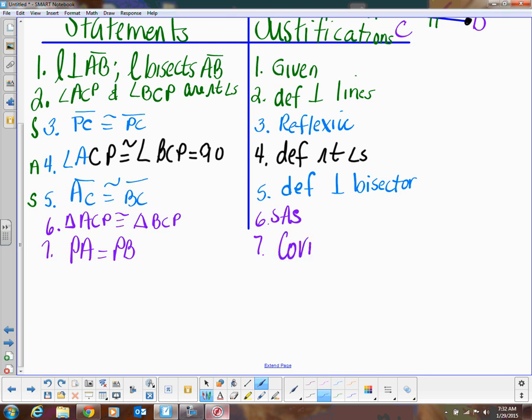Corresponding parts of congruent triangles are, I'm going to say equal this time because I've got an equal sign. I don't think if they get that picky, they'll make sure that it's a fill in the blank that you can do. All right, any other?